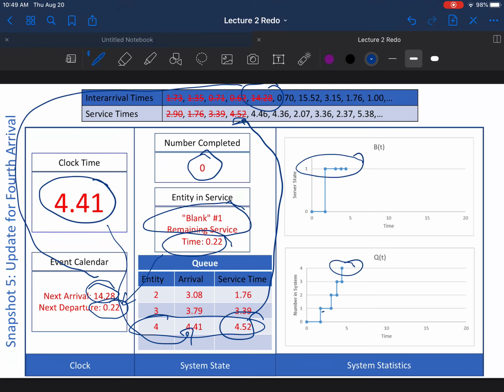Okay, so this is how your snapshot 5 should look. If my markings are making it difficult for you to read this, just rewind the video a little bit and then come back to this time point.